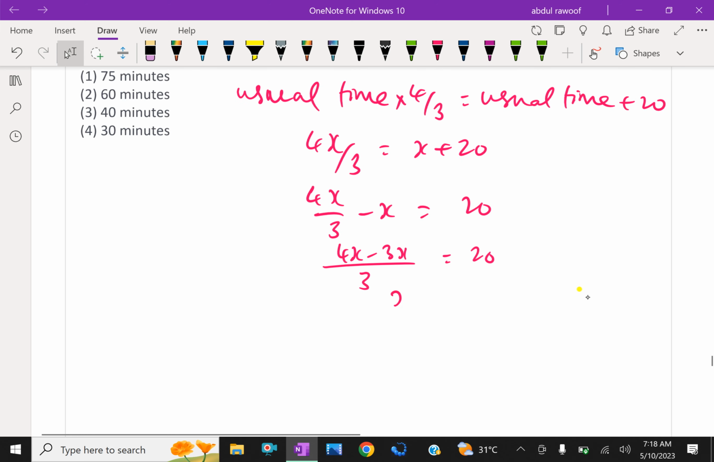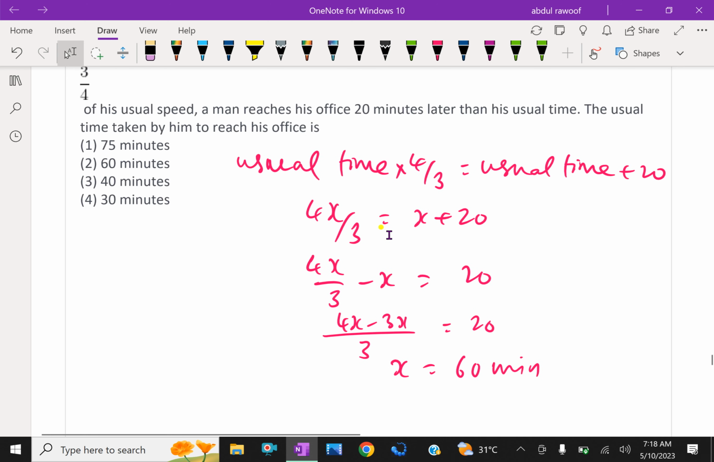Then x equal to 3 into 20 is 60 minutes. He is late by 60 minutes. His office. The usual time taken to reach the office is 60 minutes.